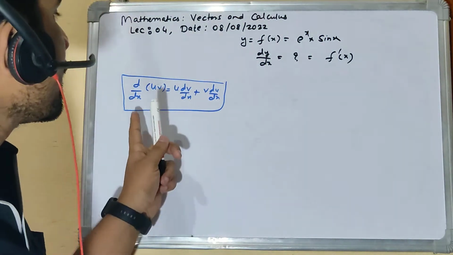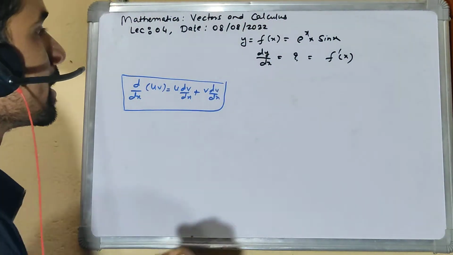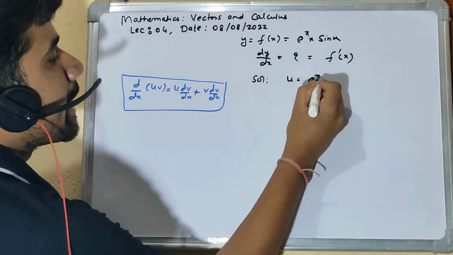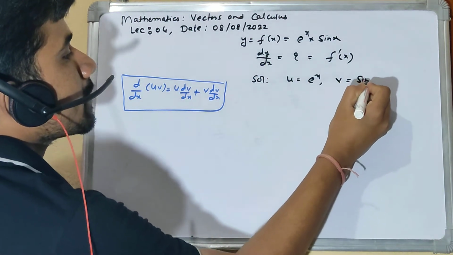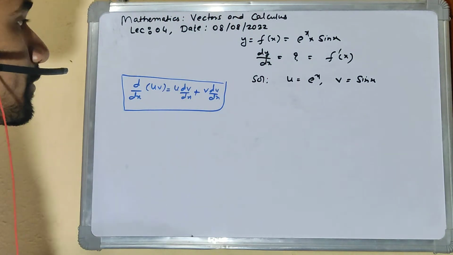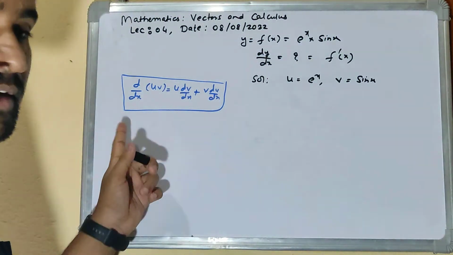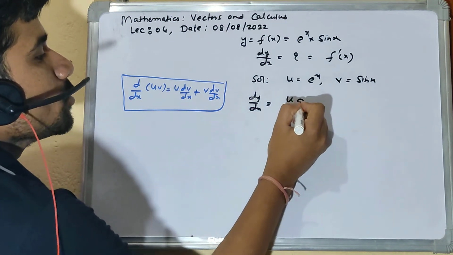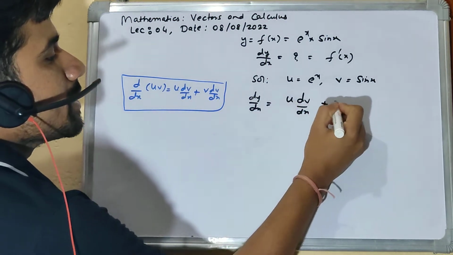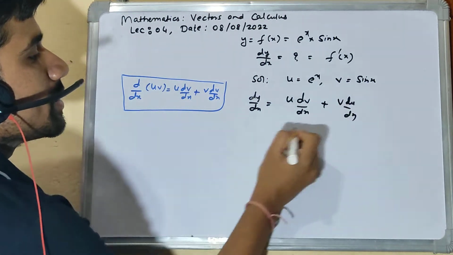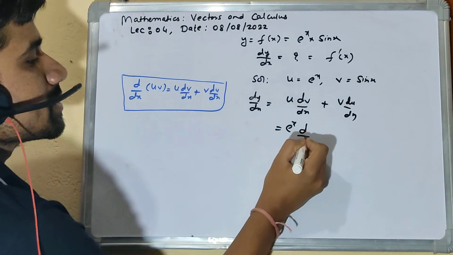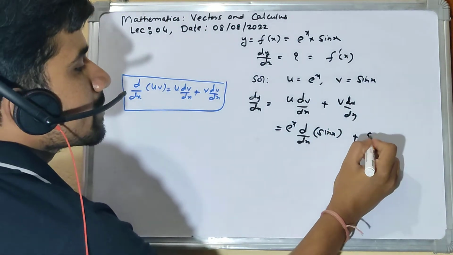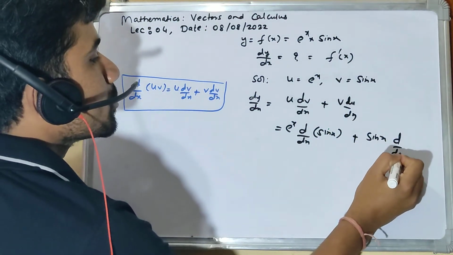Now, if I compare this function to the rule, I have u as e to the power x and v as sine x. Can I directly use the product rule here? dy by dx is u dv by dx plus v du by dx. So e to the power x will come here, times dv by dx, which means d by dx of sine x, plus v, which is sine x, times d by dx of e to the power x.